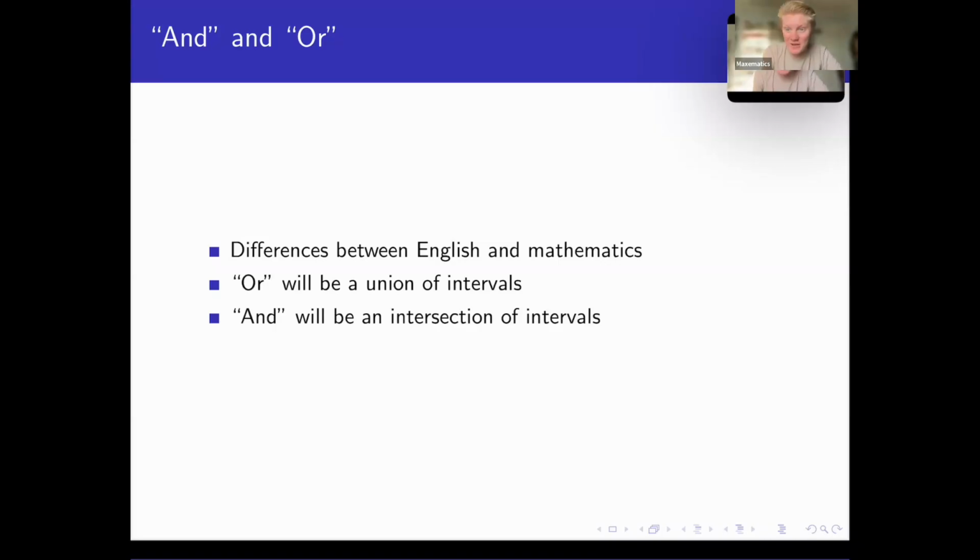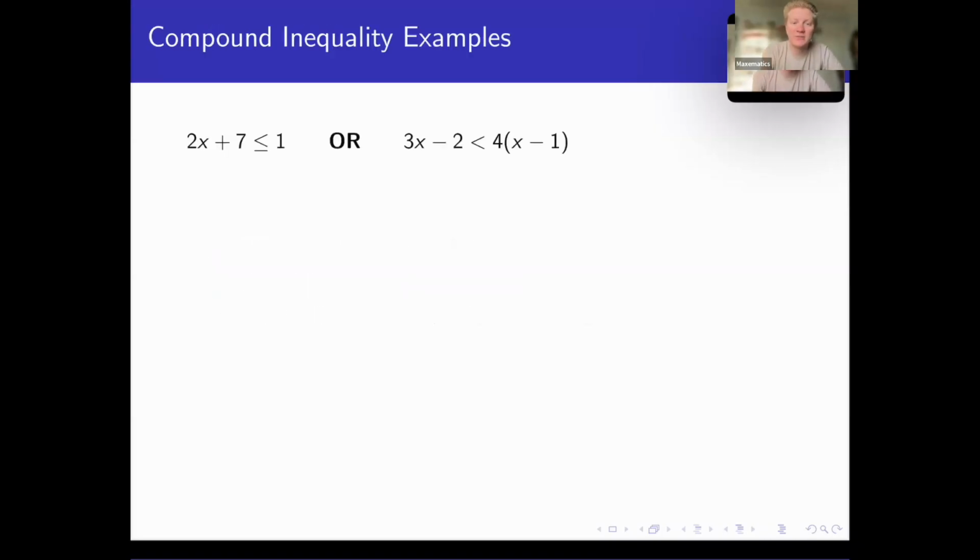Let's get right into compound inequalities. So let's say we have 2x + 7 ≤ 1, or 3x - 2 < 4(x - 1). So here's what I mean. What we do is we're looking for a set such that if we plug in a value to both inequalities, at least one of them is true. So let's say, you know what, let's do the example first.